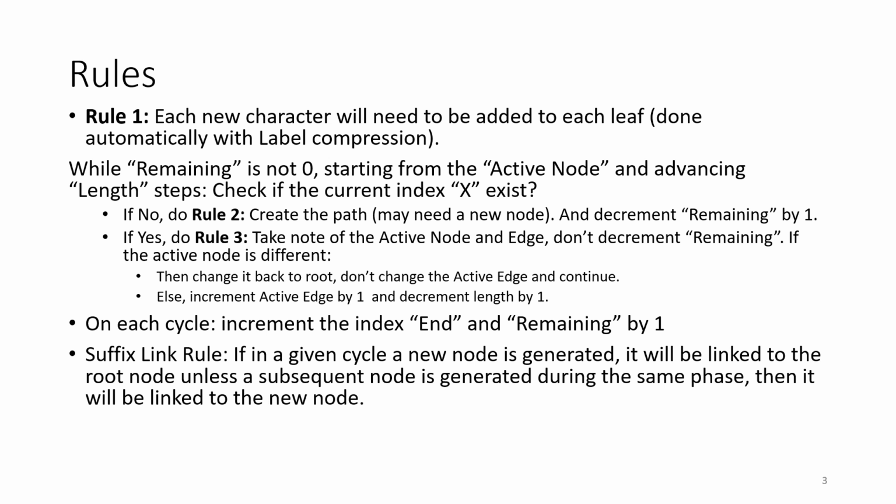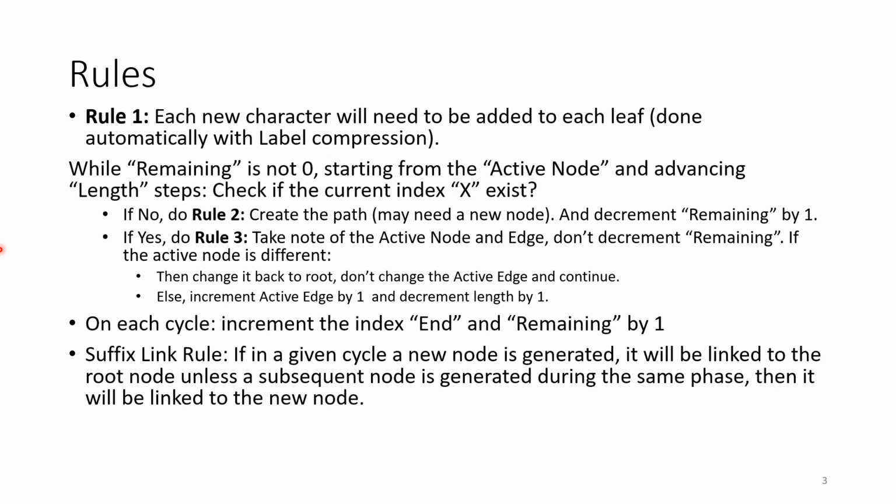If the answer is no, then we fall into rule 2 territory, for which rule 2 says that we're going to create the path. This may include that we might need to create a new node, and we will decrement remaining by 1. But if the answer to the previous question is yes, then we will fall into the rule 3 category. Rule 3 says that we'll take note of the active node and edge, and we won't decrement remaining just like rule 2 does.